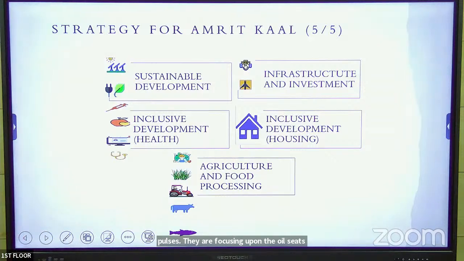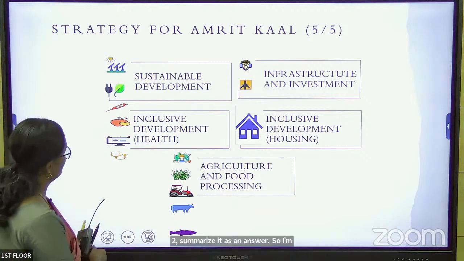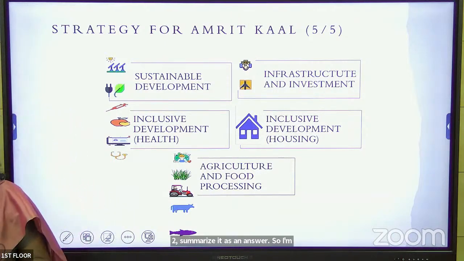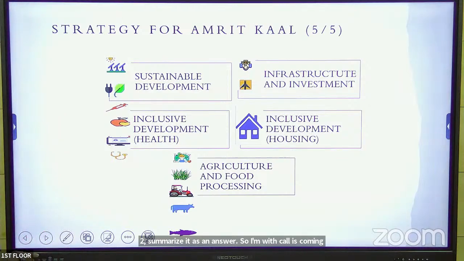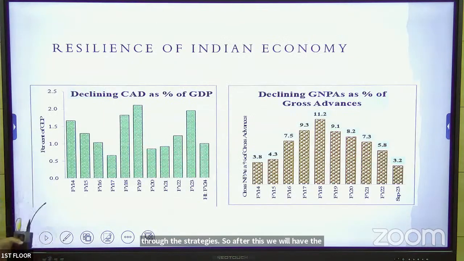Right, so these are all the strategies for the Amrit Kal. So whatever the programs you would have learned across the social sector welfare schemes, you can recall them and then write. But remember the 5 major headings to summarize it as an answer. So Amrit Kal is coming through the strategies. So after this, we'll have the economic review. I think we'll have a 10 minutes break and come back for this.